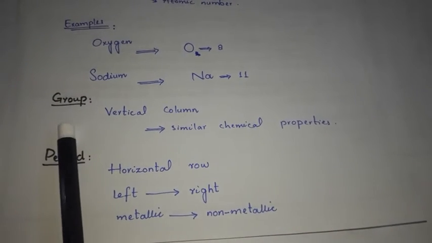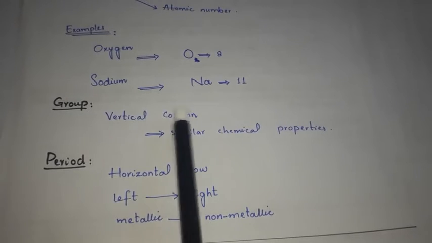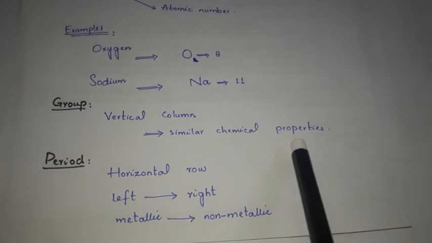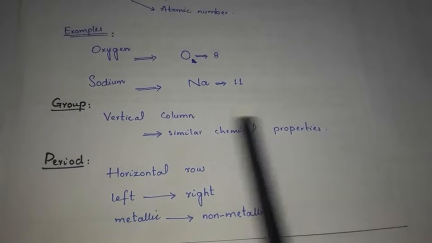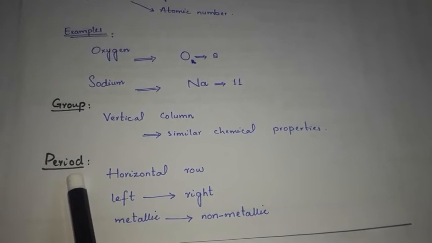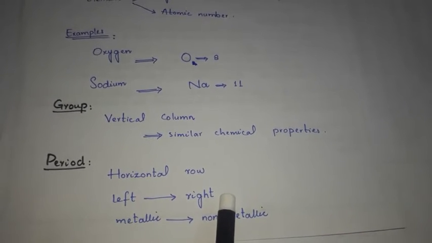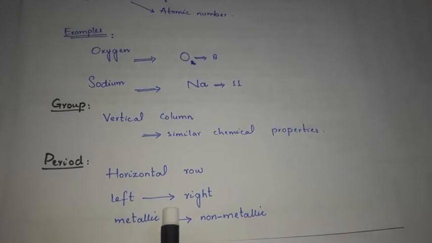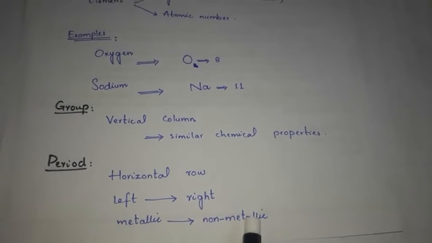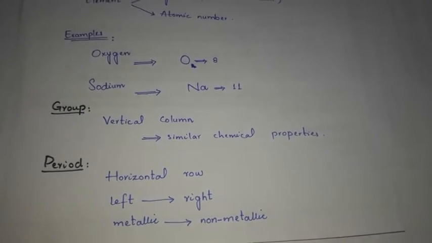In the periodic table, each vertical column is called a group, and each group has similar chemical properties, while each horizontal row in the periodic table is called a period. And as we move from left to right in the periodic table, the properties of the elements change from metallic to non-metallic. Now we will move to the periodic table and discuss it.